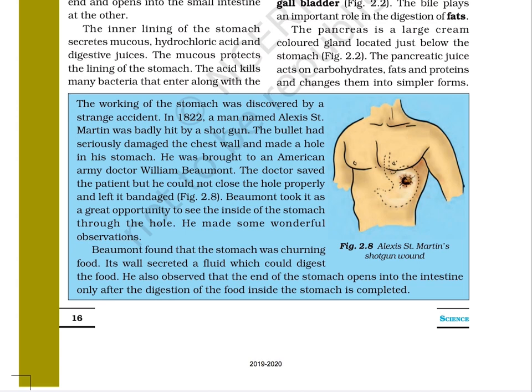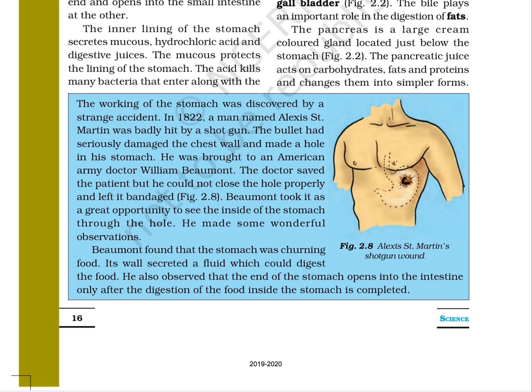Beaumont took it as a great opportunity to see the inside of the stomach through the hole. He made some wonderful observations. Beaumont found that the stomach was churning food. Its wall secreted a fluid which could digest the food. He also observed that the end of the stomach opens into the intestine only after the digestion of the food inside the stomach is completed.